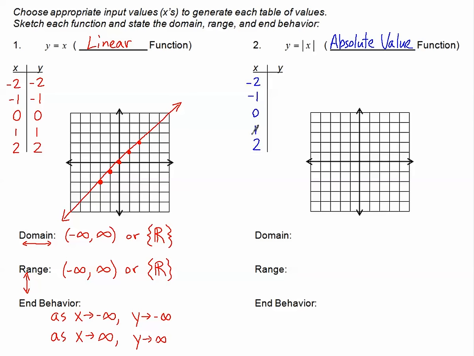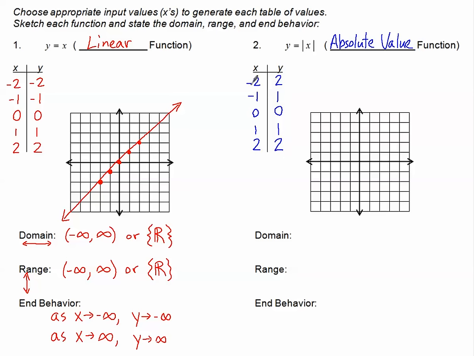Again, this is just an independent pick. I can pick whatever I want. But y is going to depend on what x is. If I have -2 as an input, the absolute value of -2 is +2. The absolute value of -1 is +1. The absolute value of 0 is 0. The absolute value of 1 is still 1. And the absolute value of 2 is still 2. So again, we've generated 5 ordered pairs.